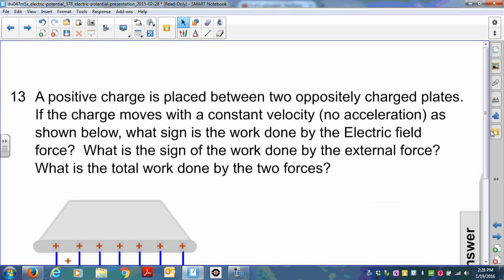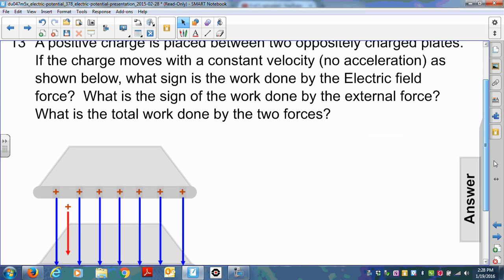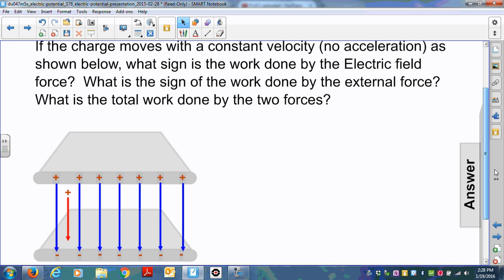A positive charge is placed between two oppositely charged plates. If the charge moves with a constant velocity, meaning no acceleration, as shown below, what is the sign of the work done by the electric field force? What is the sign of the work done by the external force? What is the total work done by the two forces? Go ahead and pause the video now and answer these questions.